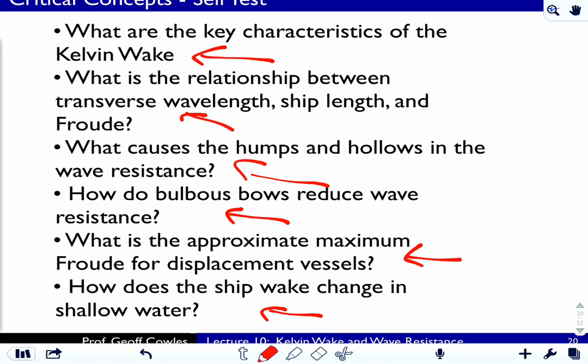And as I just discussed, how the ship wake changes in shallow water. The key thing is that in shallow water, your wave speed changes. The nature of your waves changes. They're no longer deep water waves where their speed depends on the square root of the wavelength. They're now shallow water waves where the speed depends on the square root of the depth. And so they have a finite speed. It's set by the bathymetry and not by your boat. So if you are exceeding that speed, the transverse waves, which are trying to go in the same direction as you, simply can't keep up.